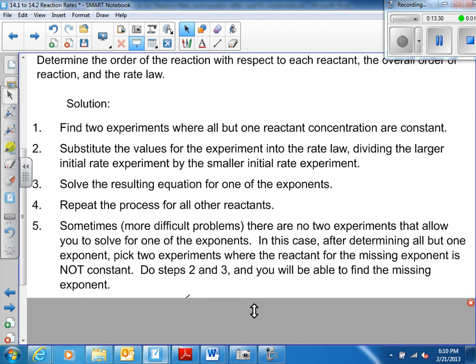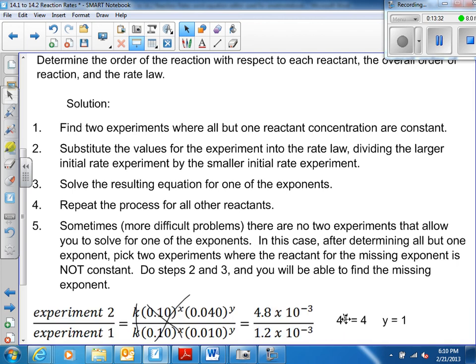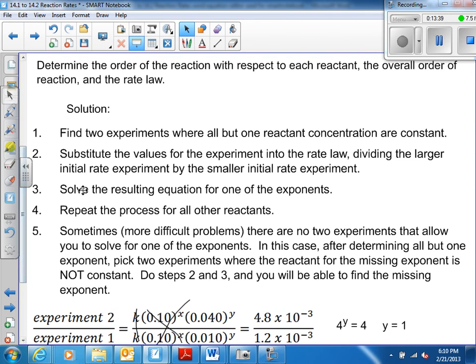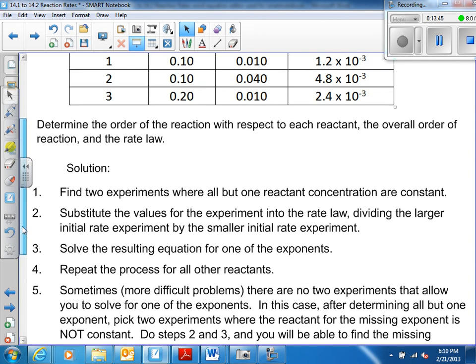So let's look at that now. We get 4 to the y equals 4, therefore y equals 1. Look at that, we just found out what y is. Now, let's see, solve the resulting equation for one of the exponents. We just did that. Repeat the process for all the other reactants. Don't worry about step 5 yet.